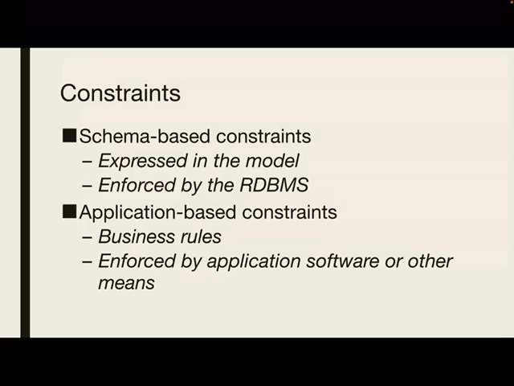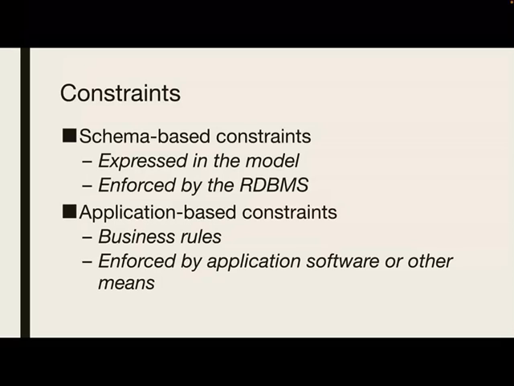In this video, we'll go on to constraints on relational databases. So there's two kinds of constraints. Schema-based constraints that you can express in the model, like we could express certain kinds of constraints in the ER model. And in the relational model, these schema constraints are enforced by the relational database management system that you use. There's other kinds of constraints too. They're called application-based constraints or business rules, and those are enforced by outside software or other means.